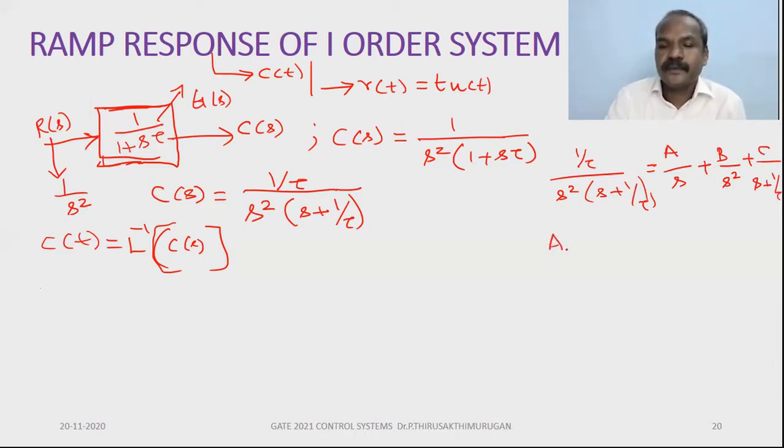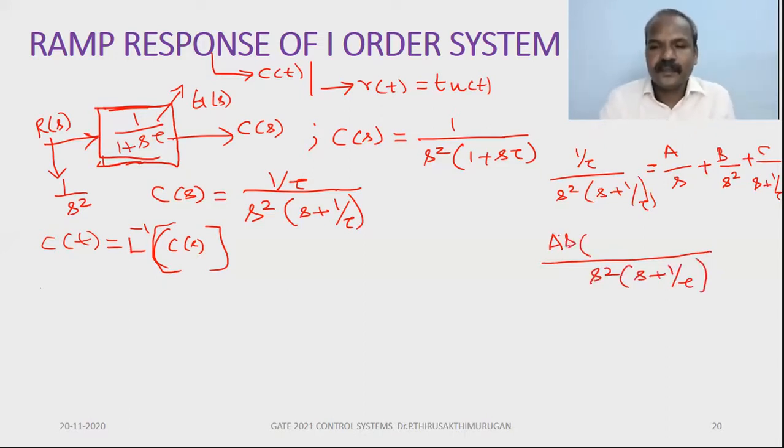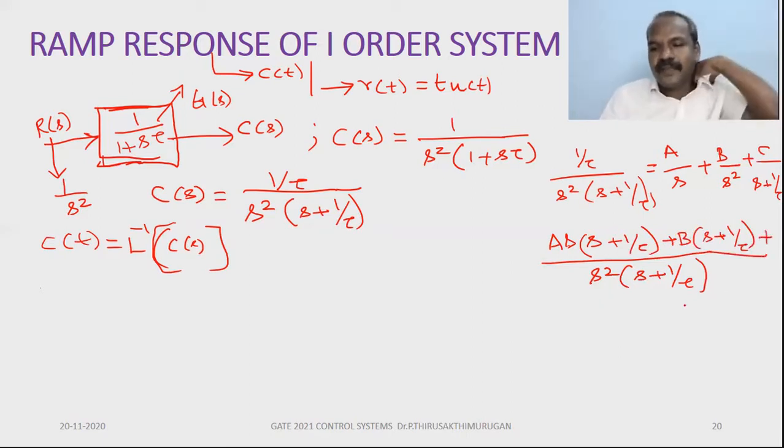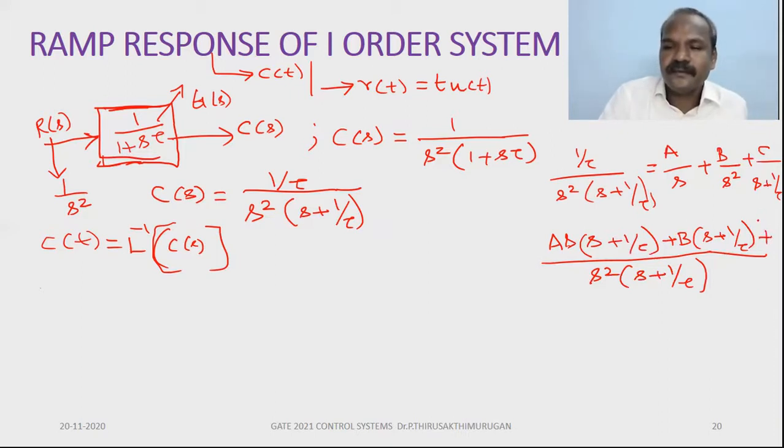The denominator is s square into s plus 1 by tau. The numerator is A into s plus 1 by tau plus B into s plus 1 by tau plus C into s square, right? Am I right or wrong? Right. So now compare the coefficients on both sides.